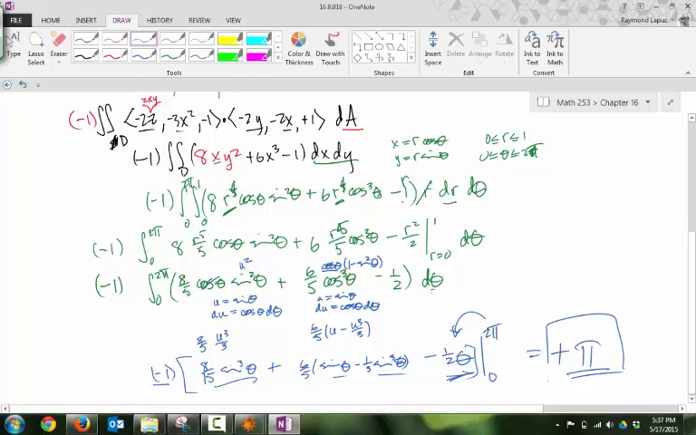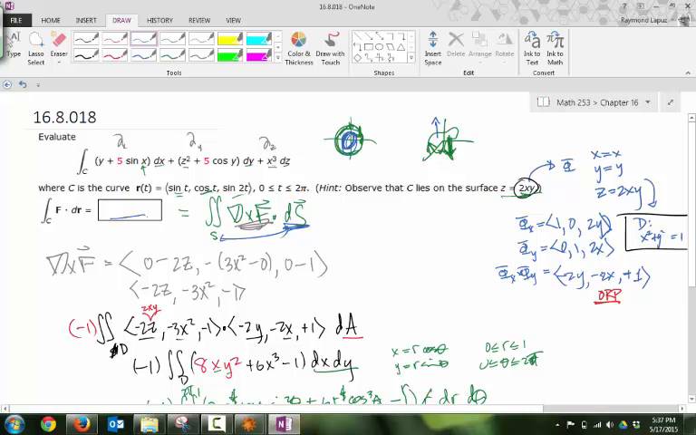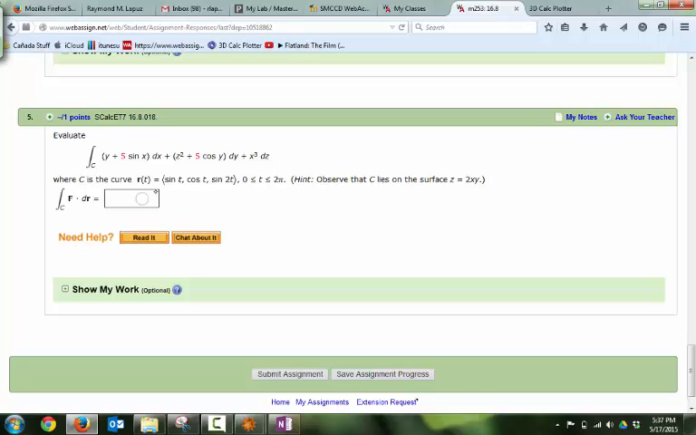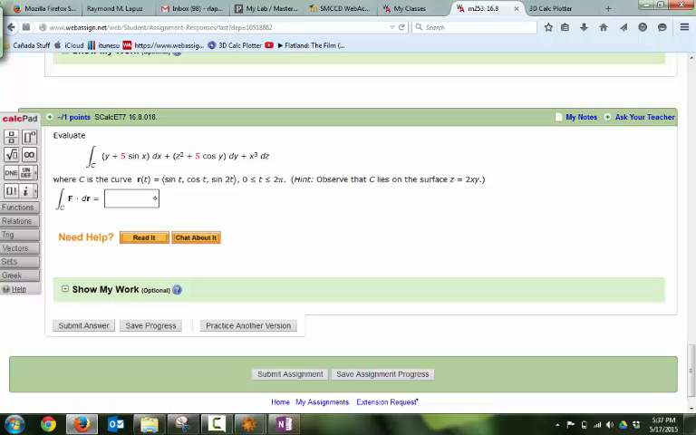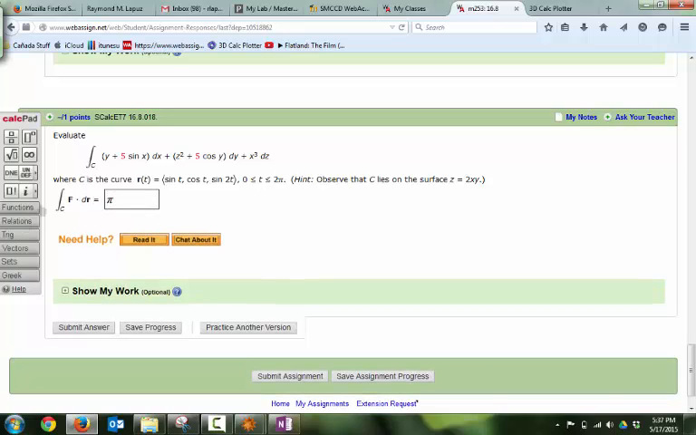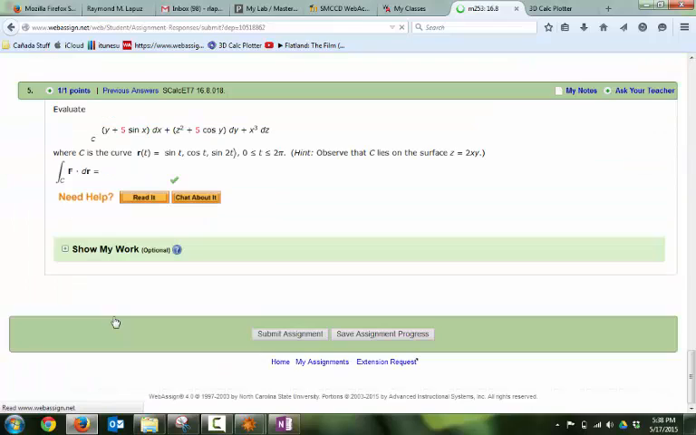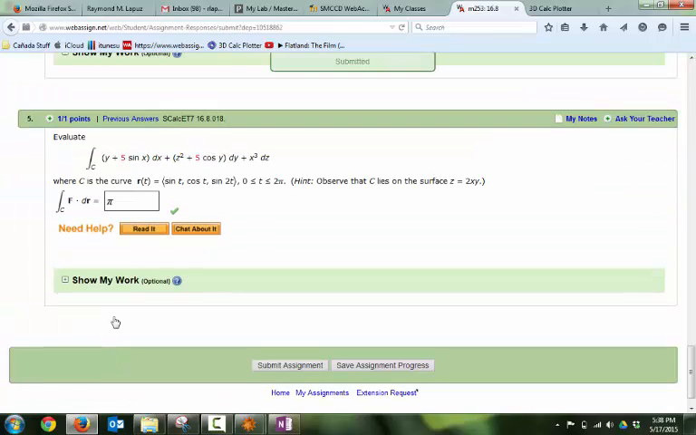Okay, so this is our flux of the curl, or for the same token, it's actually our line integral as well. So we can put pi in there. Let's put pi in there and see if we get the correct answer. Positive pi, I think. Submit answer, and we'll see that hopefully it will be correct. Okay, so that's that problem.